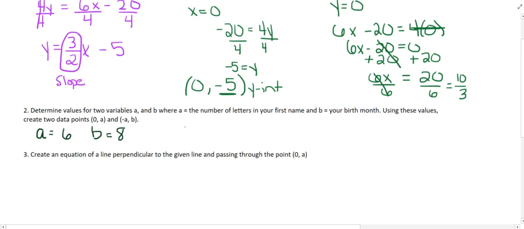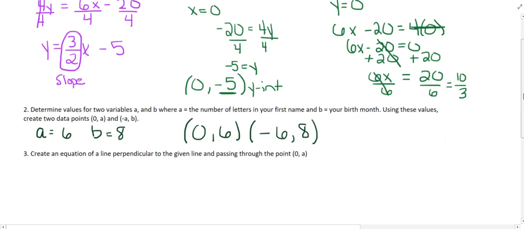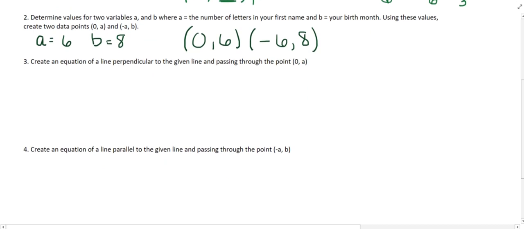So I have 0, A, so I'm going to have the first point of 0, 6. And then I am going to have negative A, B, so negative A, so negative 6, and then B is 8. So I have my 2 points. And that's all we're doing for part 2. So we have these 2 points, and then this is going to go into 3 and 4.